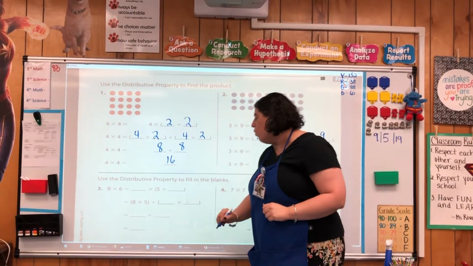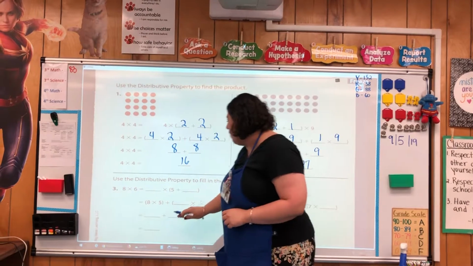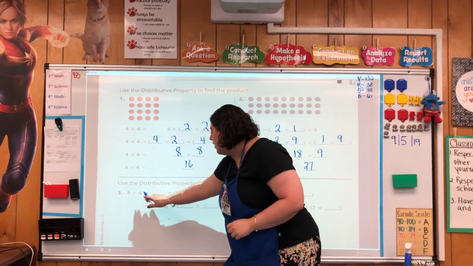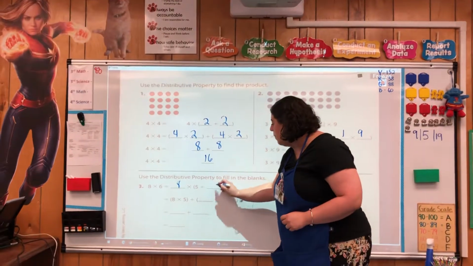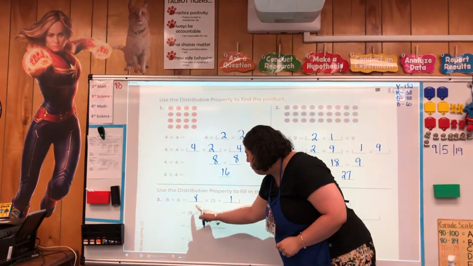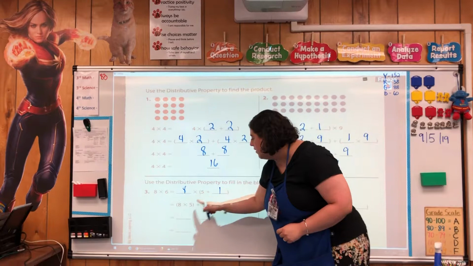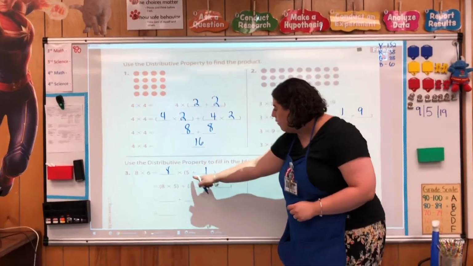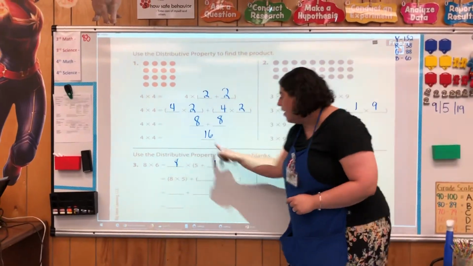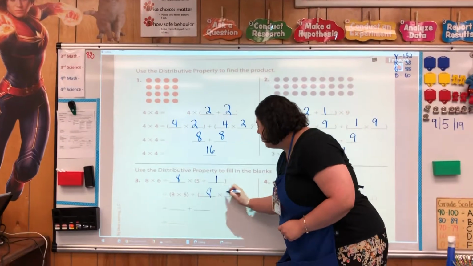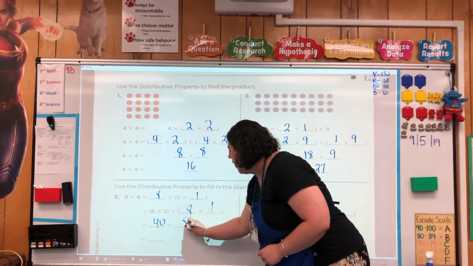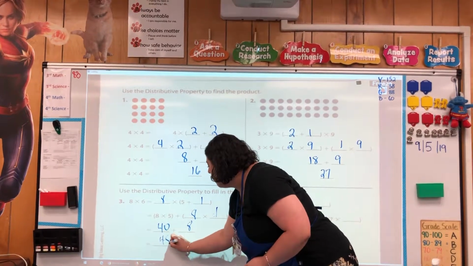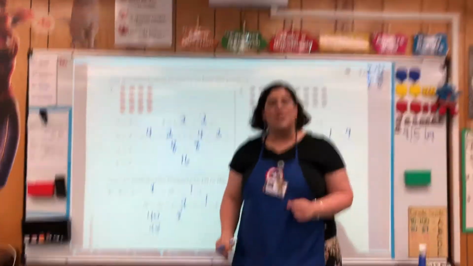I'm going to do one more. So for example, in this one, they've decided to break apart the 6. The 8 is staying the same, but my 6 is going to be 5 plus 1. Here they have multiplied using the distributive property 8 times 5, and here I have to multiply the 8 times the 1. So 8 times 1. This would be 40. This would be 8, and I would add to get 48. And that's how you multiply using the distributive property.